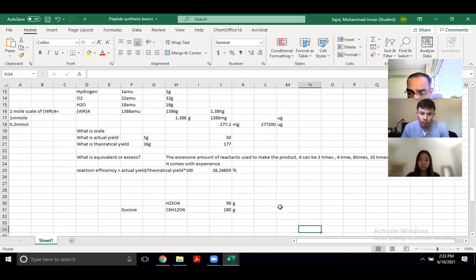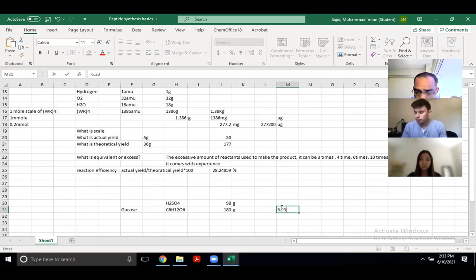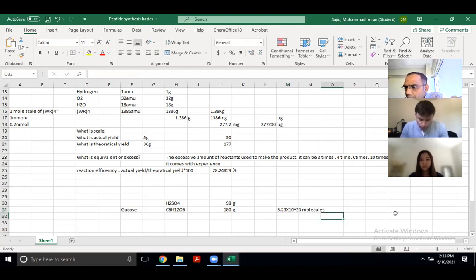Yeah, 180 grams, right? And these 180 grams have 6.023 into 10 raised to the power 23 molecules. And that is called Avogadro number. But it is not our topic at this moment. 1 mole of any substance has this number of molecules, atoms, whatever we say. Got it?